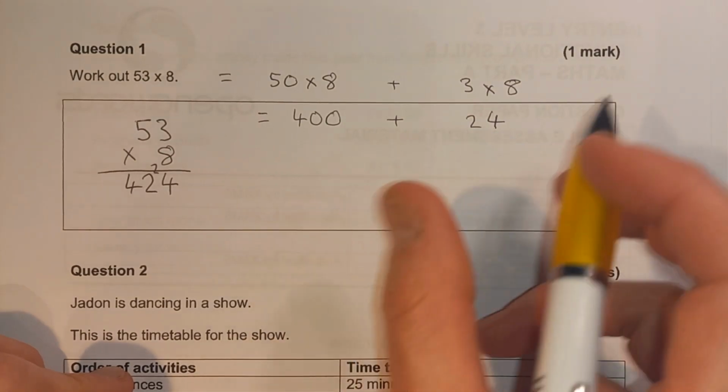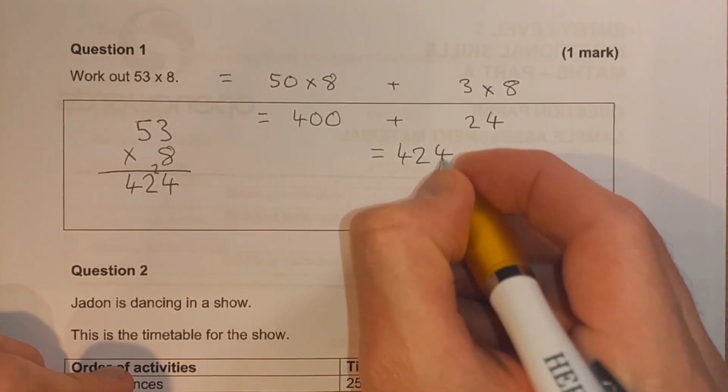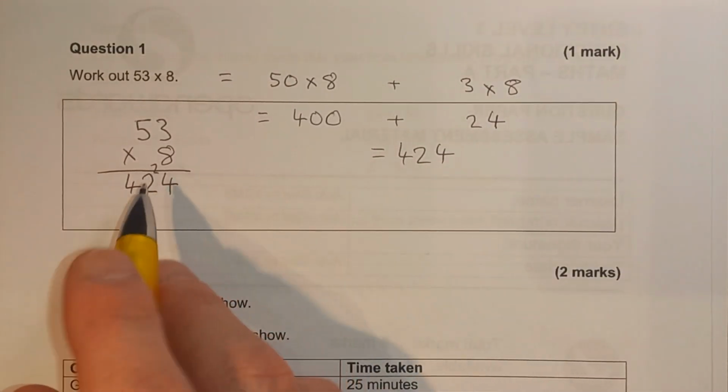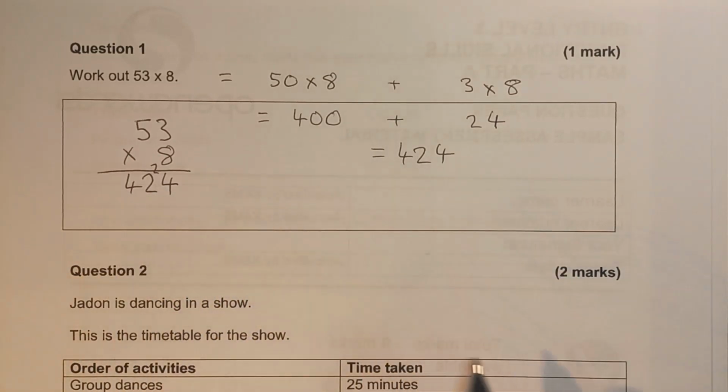If you want to write it as a column, you can, but hopefully you'll see that that's still going to get you 424. You see, you don't have to do the column method. It just tends to be the way that we do it, but there are other methods that work as well.